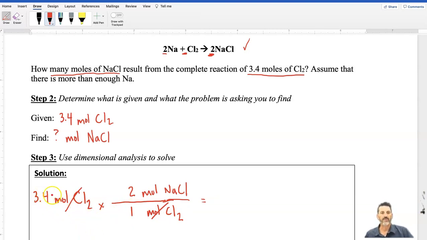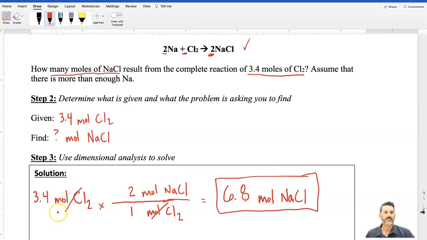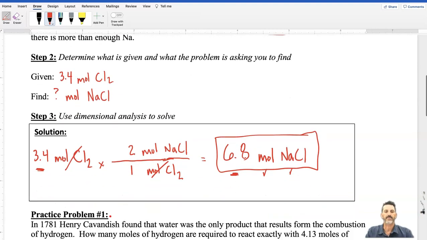So now it's 3.4 times 2, so this one should be pretty easy. Don't need a calculator for this one. 6.8 moles of NaCl. Okay, and again, this starting number has 2 significant figures, so my answer has to have 2, which it does. And it has a unit, moles, and it has whatever that substance is, NaCl. So that's sort of a review of what we have already done, but using that balanced equation.